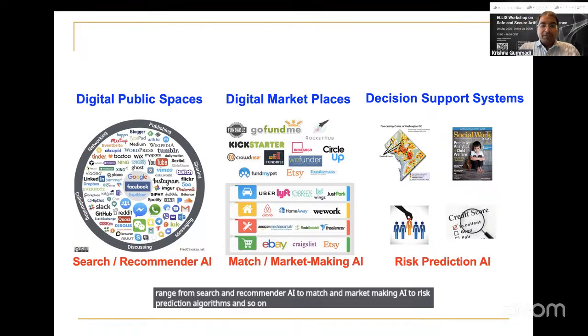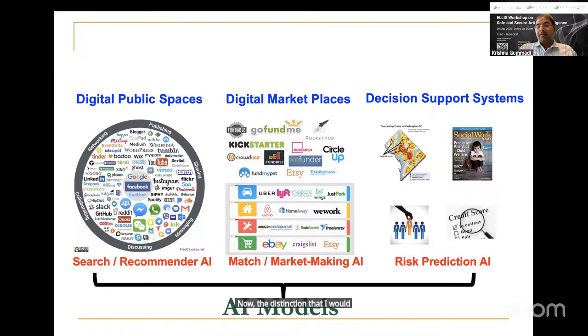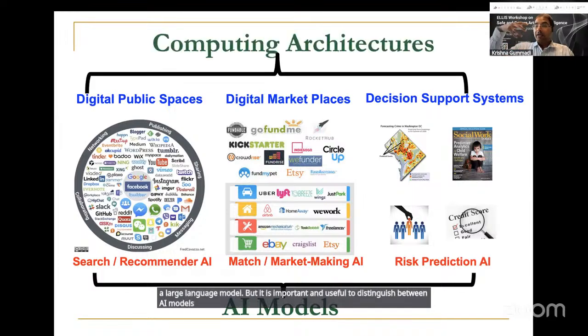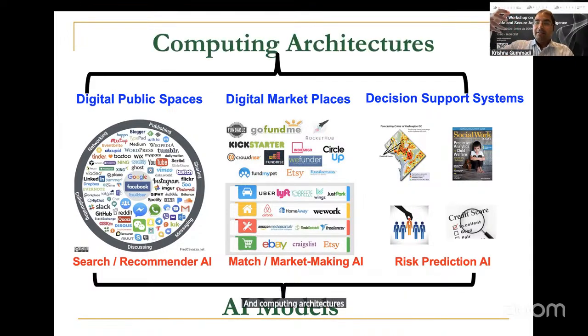Now, the distinction that I would like to make is that by AI models, what we mean is some sort of a neural network in case it is a deep learning model, or a transformer in the case of a large language model. But it is important and useful to distinguish between AI models and computing architectures that embed these AI models on these platforms. And what the computing architectures do is they give the models agency.